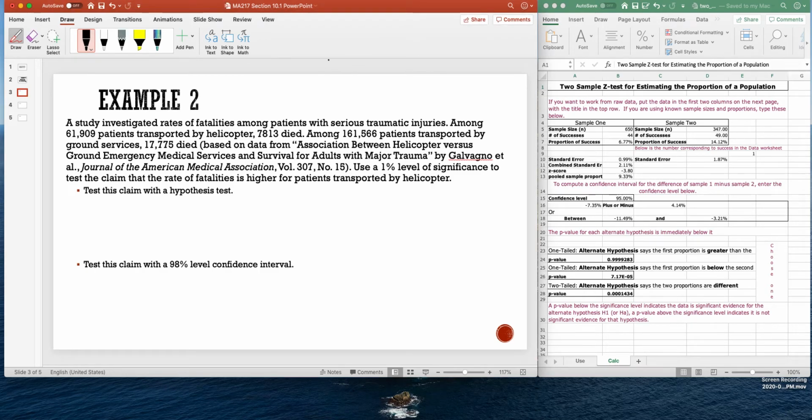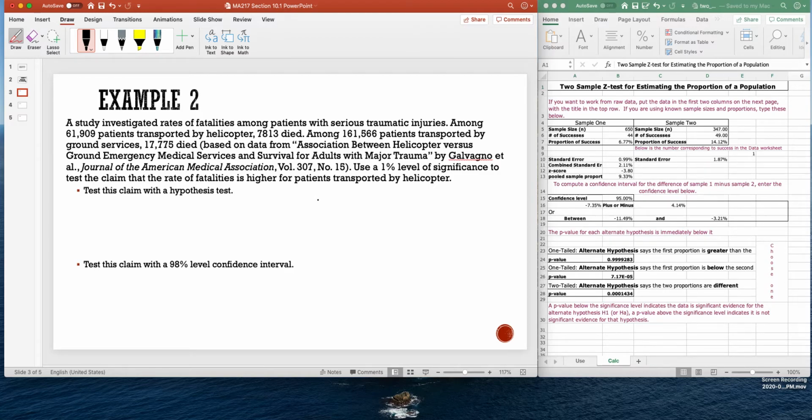A study investigated rates of fatalities among patients with serious traumatic injuries. Among 61,909 patients transported by helicopter, 7,813 died. Among 161,566 patients transported by ground services, 17,775 died.